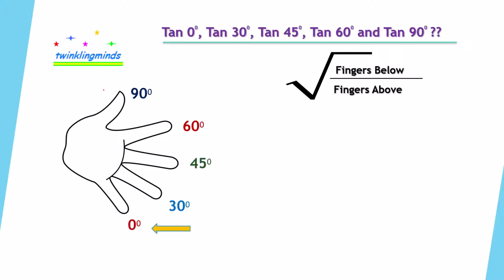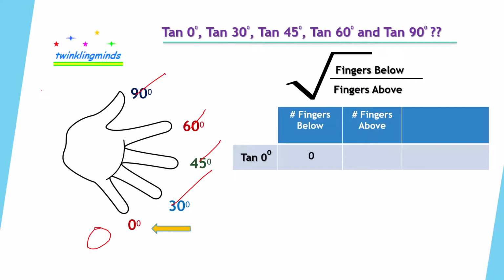Let us start with tan 0 degrees. So we need to see how many fingers are there below. We don't have any, 0. And how many above? 1, 2, 3, 4. It's basically tan 0, number of fingers below 0, number of fingers above 4. And the formula is square root 0 divided by 4, which is 0. Tan 0 value is 0.